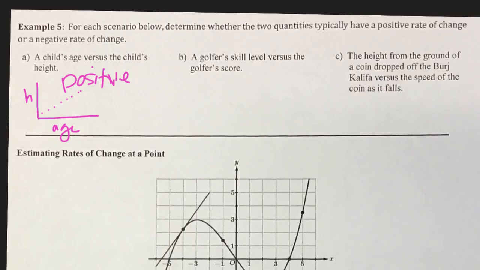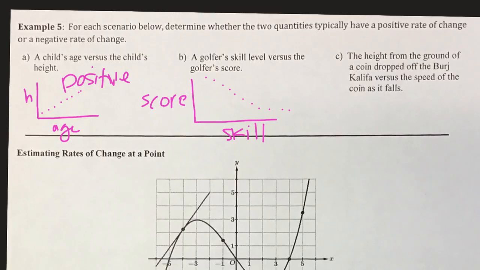Okay, how about a golfer's skill level versus a golfer's score? As a golfer gets better, does the score go up or does the score go down? Actually the score goes down. If you know nothing about golf, this is a very biased question. But as the skill of the golfer increases, the score should decrease. As you get better at driving the ball, selecting a club to hit into the green, putting and reading putts, your scores should get lower as you get better.